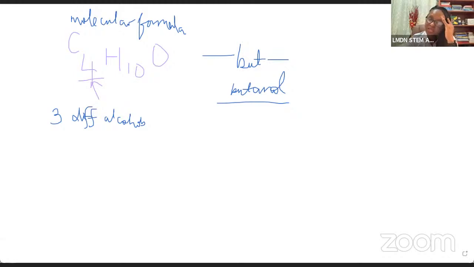So we can start to draw structures for butanol. Venita says butane, but it's actually butanol. It's the prefix that we're concerned about, and you got that right. It's butanol because it's alcohol, right? We're in the alcohol homologous series, so it's butanol. But there are 3 different alcohols with 4 carbons each.